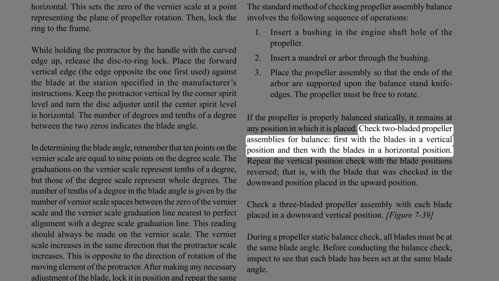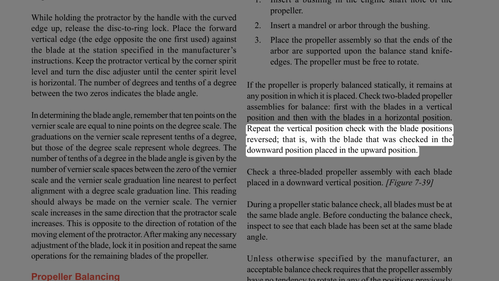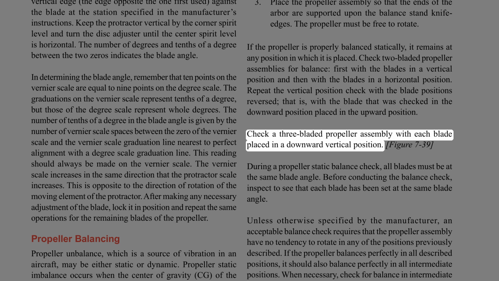Check two-bladed propeller assemblies for balance. First with the blades in a vertical position and then with the blades in a horizontal position. Repeat the vertical position check with the blade positions reversed. That is, with the blade that was checked in the downward position placed in the upward position. Check a three-bladed propeller assembly with each blade placed in a downward vertical position.